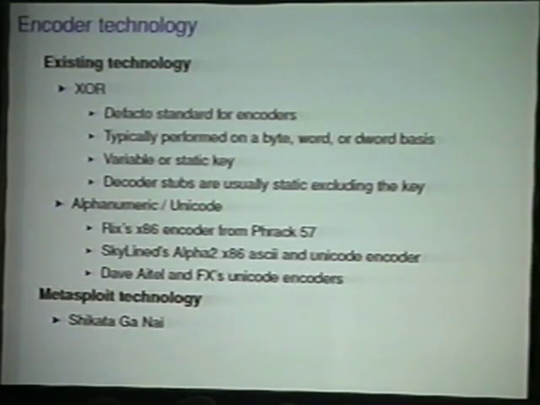Then in Metasploit, we have a normal encoder called Shikata Ga Nai, which was written mostly for IDS evasion. Yeah, it's not really that normal.